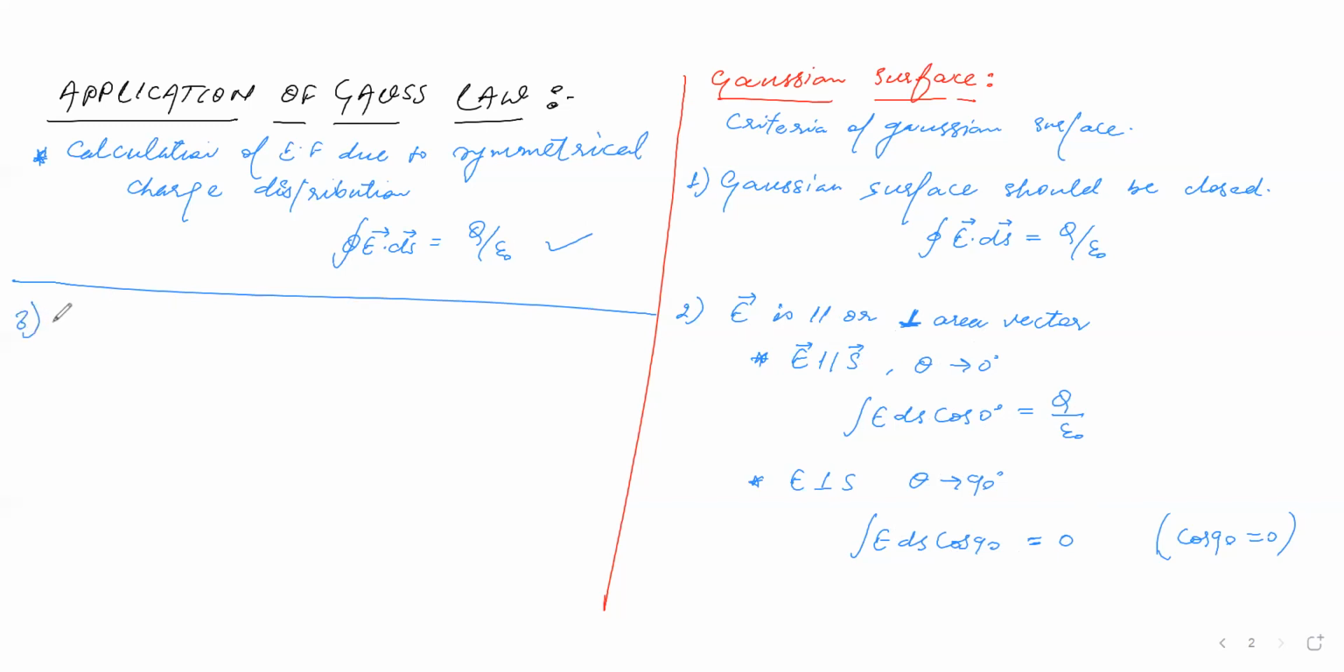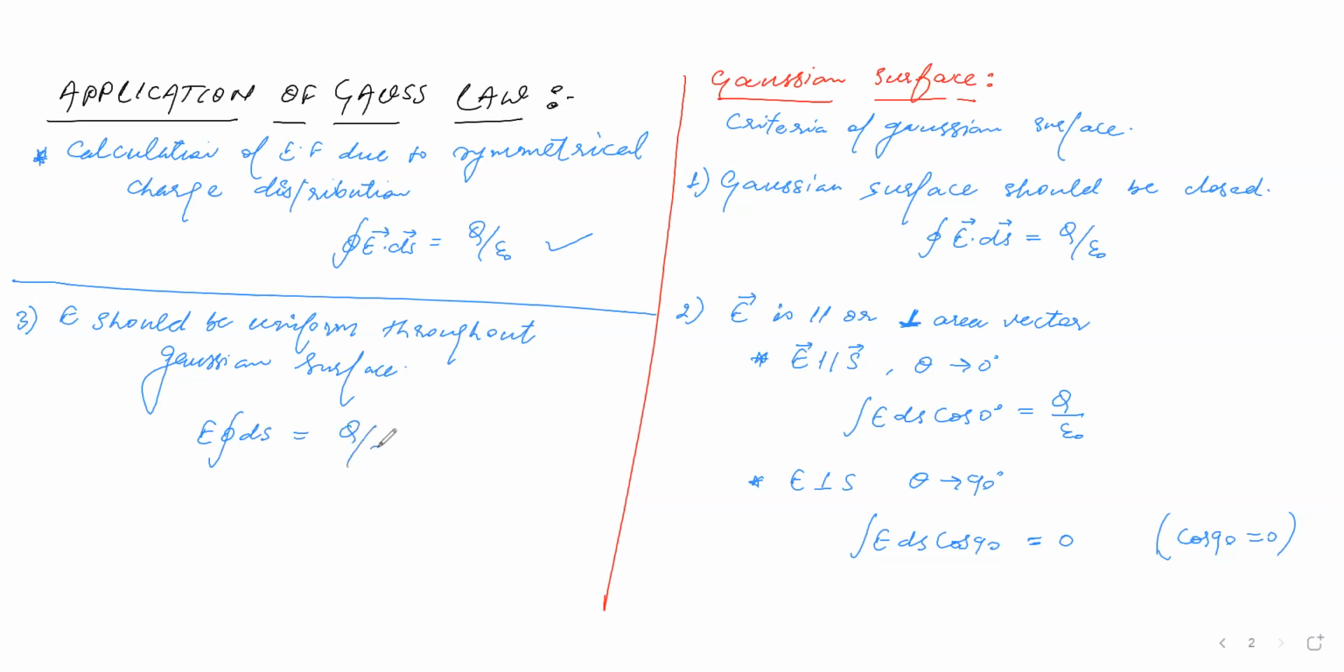Now the next point is point number 3. Point number 3 is telling us that E, in the sense electric field, should be uniform throughout the Gaussian surface. Electric field should be uniform throughout the Gaussian surface. This is E integration of ds, which is equal to q over epsilon naught. Again, this formula is true. Note it down, please.